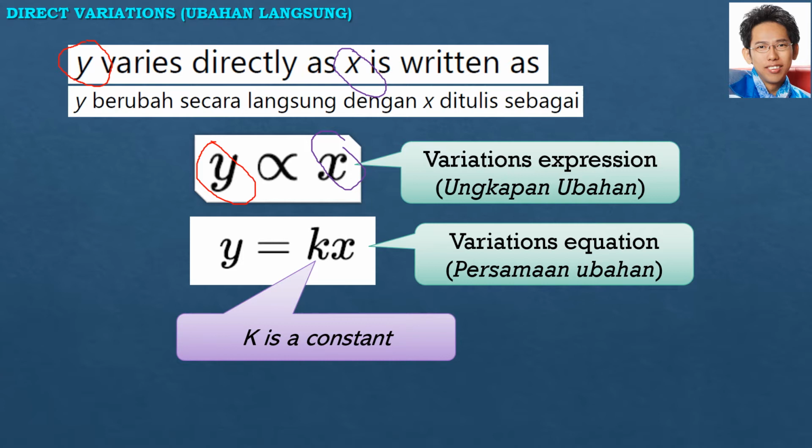Okay, so ini yang kedua ini kita panggil sebagai persamaan ubahan. So this is a variations equations. Okay, so this is the standard format. So it depends on how many variable we have. So the x and the y is the variable. Okay, so we call it varies. Okay, yang boleh ubah ini bergantung kepada bilangan dia. So this example I show to you only have two variable.